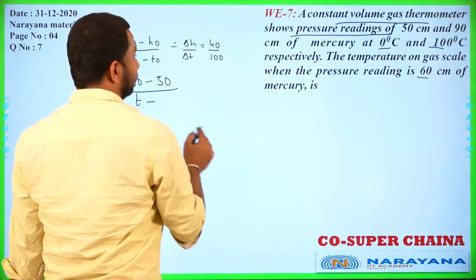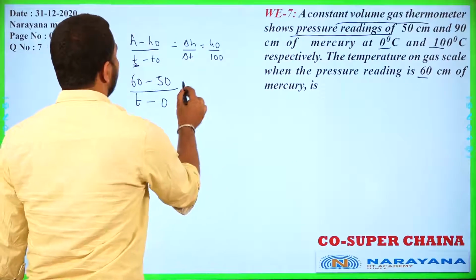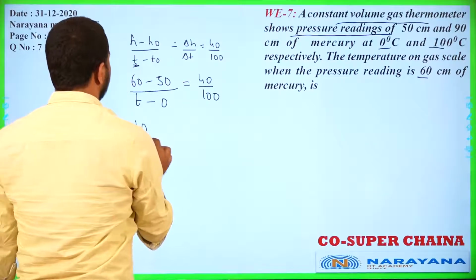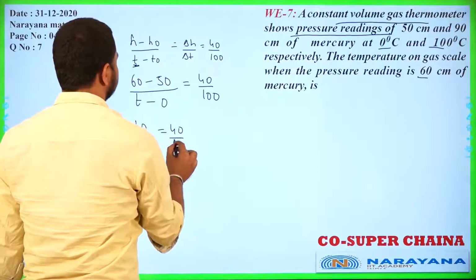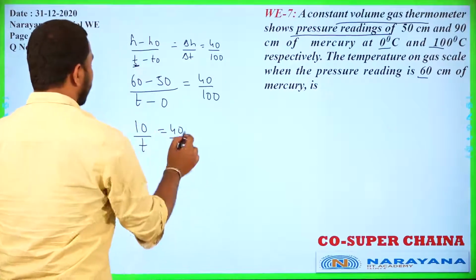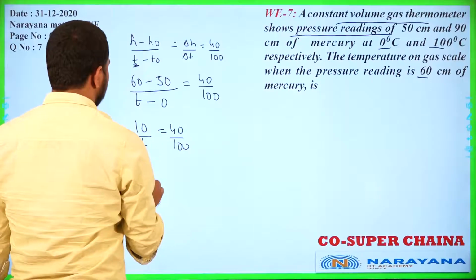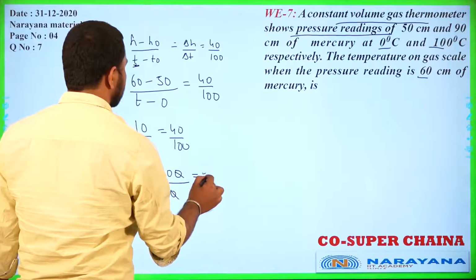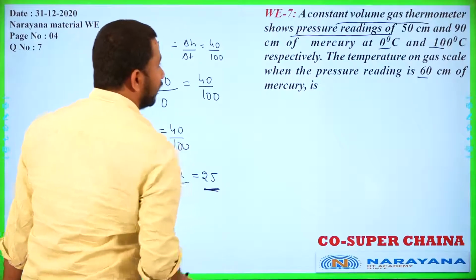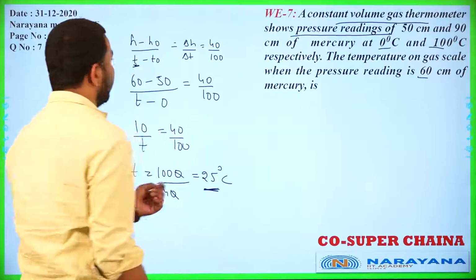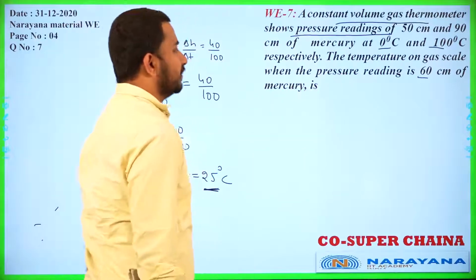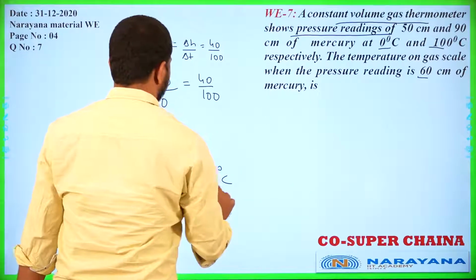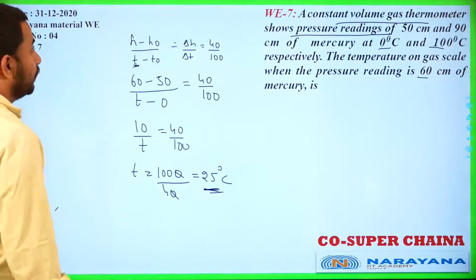T0 will be 0, equals to 40 by 100. So from here we are getting 10 by T is equals to 40 by 100. So T will be coming as 1000 by 40 and this will simplify to 25. So 25 degrees Celsius will be the answer at which this gas pressure will be 60. So this will be the answer of this question, 25 degrees. Let's move to the next question.